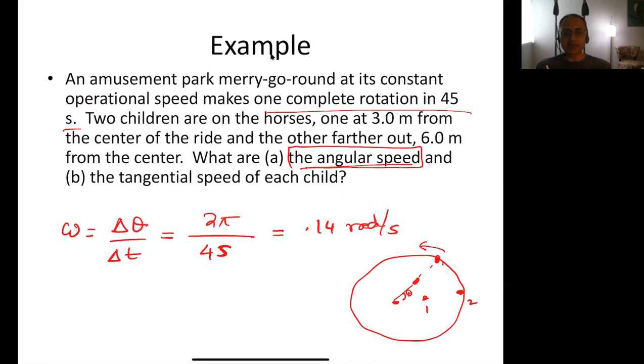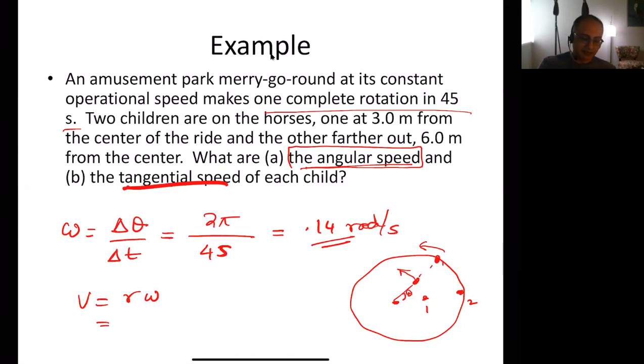That makes sense? So the omegas of the two horses are going to be the same, 0.14 radians per second. Is everybody clear about that? All right, the next question is, what is the tangential velocity or tangential speed of each child? So that is the speed of each of these horses as they're going along the circle. So for that, you use the result v is equal to r omega. That makes sense? So what is the velocity in meters per second or speed of horse number 1?